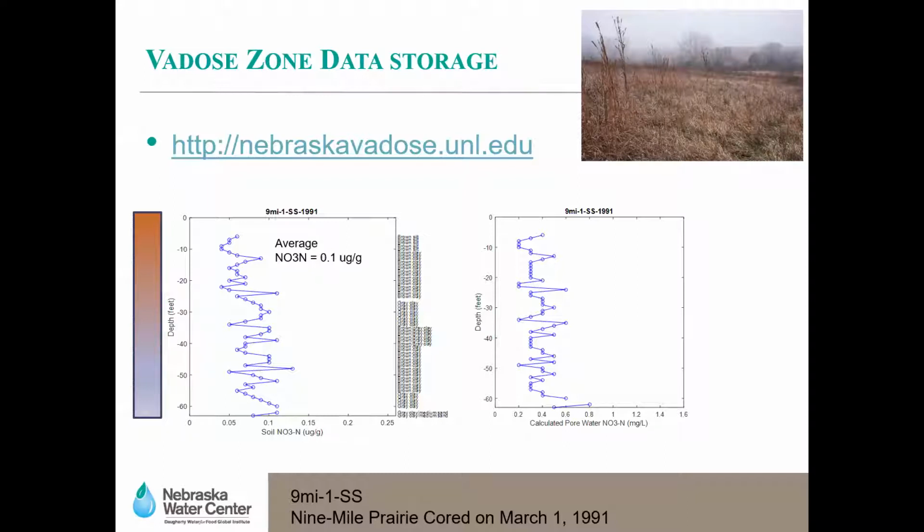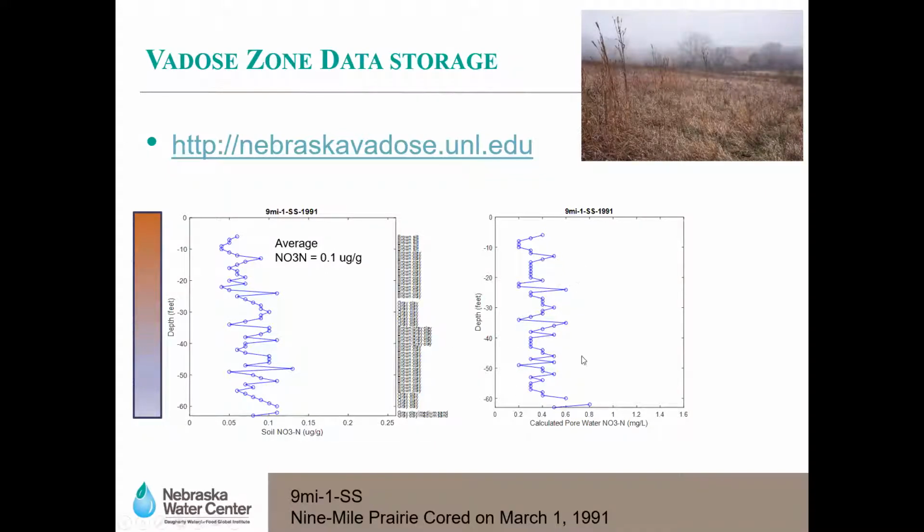So here's an example from 9 Mile Prairie, that's just outside of the city of Lincoln. It was cored in March of 1991. And what we found is there was very little nitrate beneath 9 Mile Prairie. So we're using this as our control site because there hasn't been any agriculture that we know of on 9 Mile Prairie. This would give us an idea of the background nitrate concentrations.